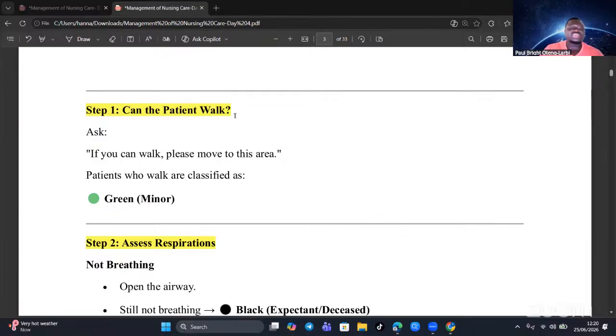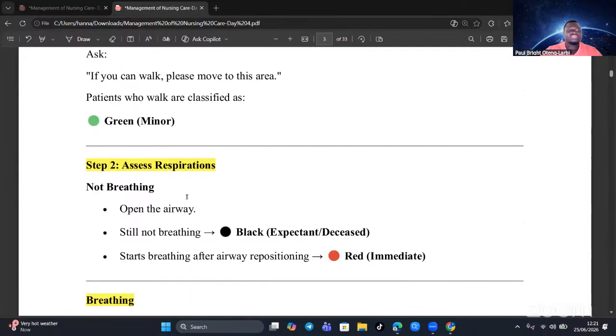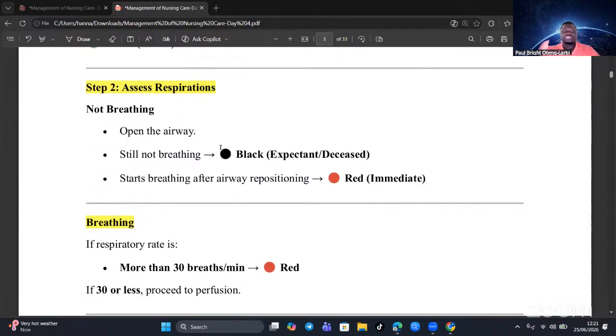Okay. Can the patient walk? Ask. If you can walk, please move to this area, green. We don't have time for you. You have a minor issue. So patients who walk are classified as green. Then respiration. Are you breathing?